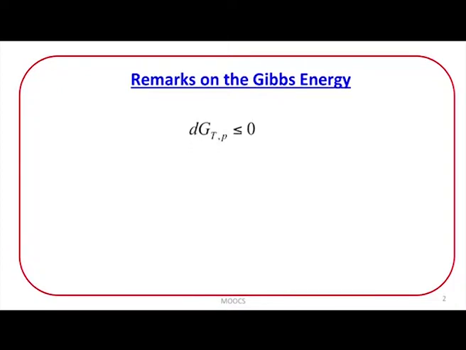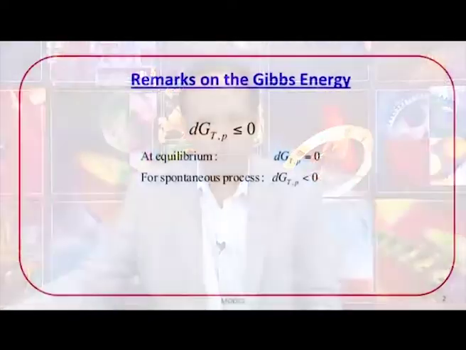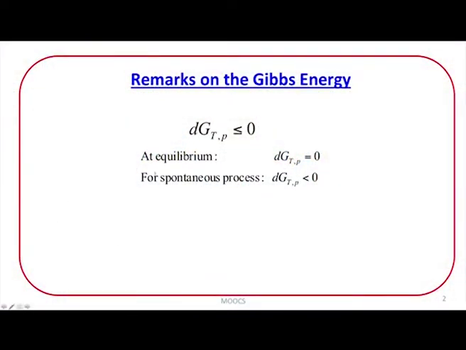Let us now discuss some remarks on the Gibbs energy. The change in Gibbs free energy at constant temperature and pressure should be less than or equal to 0. That is the criteria of spontaneity. And as we discussed in the previous lecture, if the process is reversible or at equilibrium, then there is no change in Gibbs free energy. dG at constant temperature and pressure is equal to 0. However, for spontaneity, the change in Gibbs free energy should be negative.